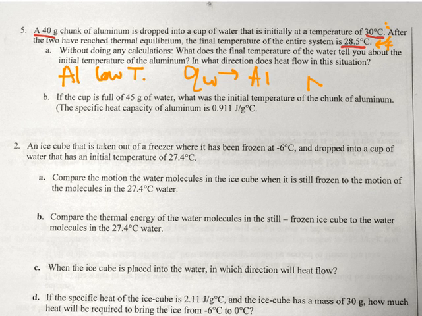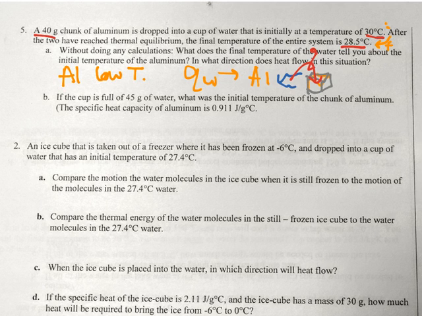So if you were to draw a picture, if this is our aluminum, it probably should be gray. And this is our water. Heat would go from the water into the aluminum. So the water is losing heat, the aluminum is gaining heat.